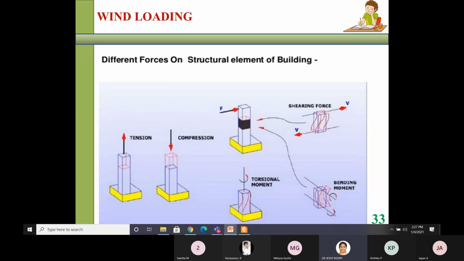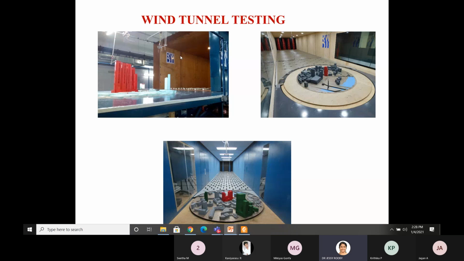So the wind load calculation is also based on IS 875. We can calculate the wind load and the analysis can be done. So in the next class we can do some problems on wind loading. So this is the wind tunnel testing.